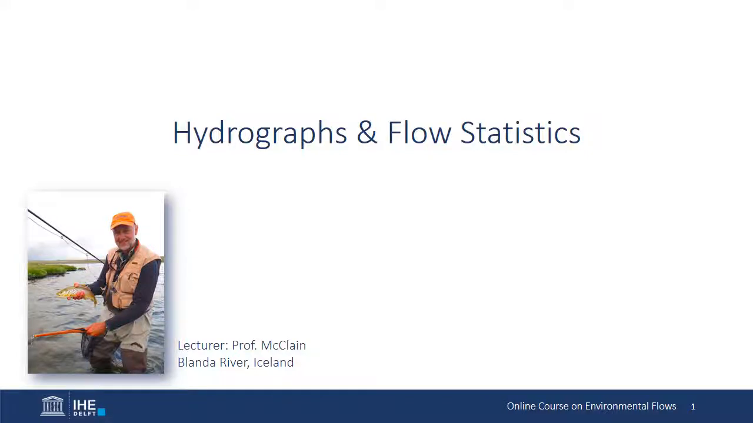E-flow science and practice are about conserving or restoring the components of a flow regime that support desired ecological processes and related ecosystem services. In the first lecture of this unit, you learned about the processes generating flows in rivers and streams, and now we'd like to consider the variability of the resulting flow regime in time and space.